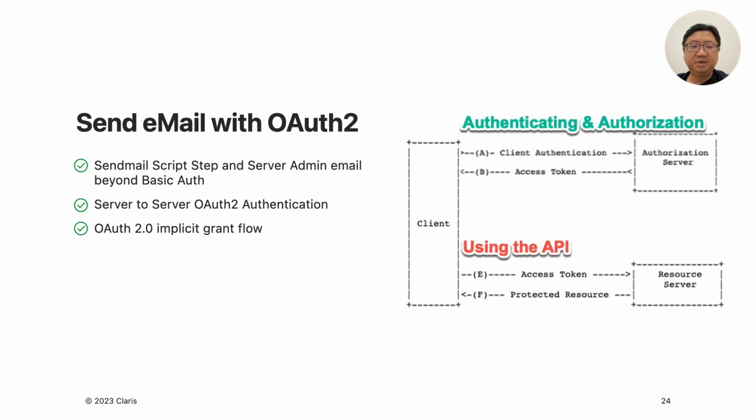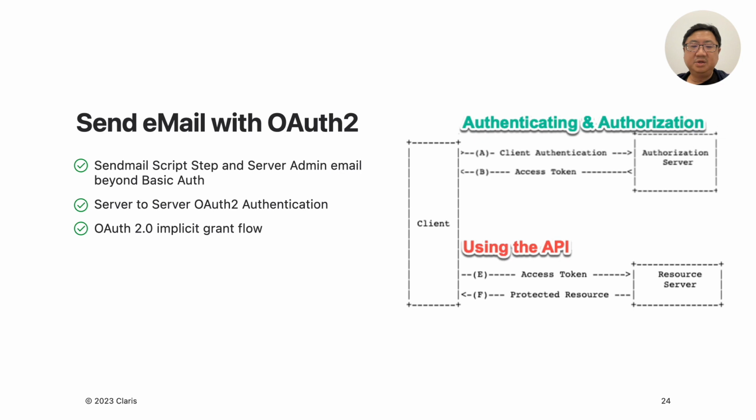The implementation is server-to-server authentication, also known as implicit grant flow. It requires no UI interaction during the process, so it's convenient that our customers don't need to deal with authentication dialogues while the script steps or notifications are running. The diagram on the right shows the new workflow for OAuth send mail.